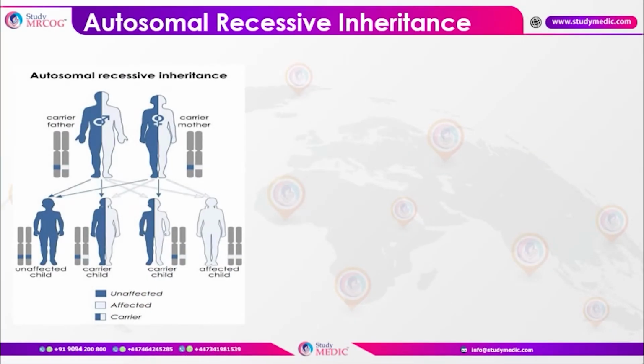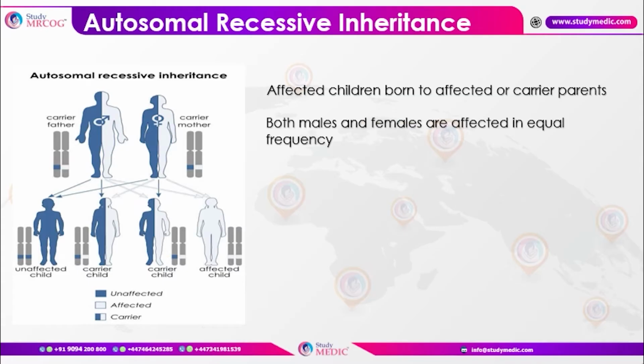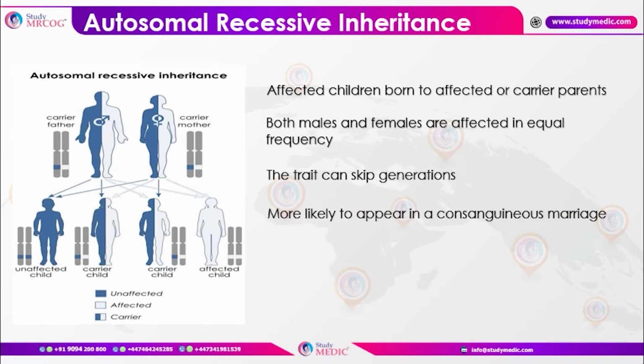Let us know more about autosomal recessive inheritance. Affected children are born to affected or carrier parents. Both males and females are equally affected. This trait can skip generations and it is more likely to appear in consanguineous marriages.